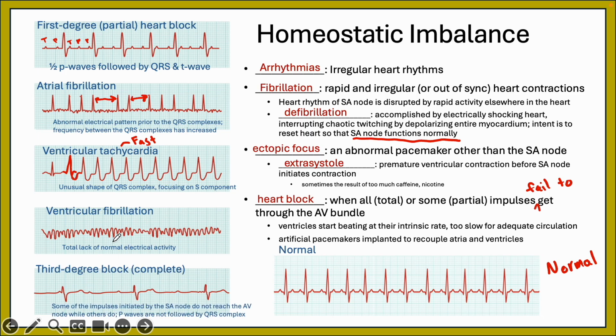And then finally, in a third degree or complete block, some of the impulses initiated by the SA node don't actually reach the AV node. So you're going to have cases where you have this and then it's not followed by the QRS complex. And so you have the QRS complex being very infrequent with this. This can be very dangerous because then your heart's not beating at a rate that is able to sustain your normal blood circulation.